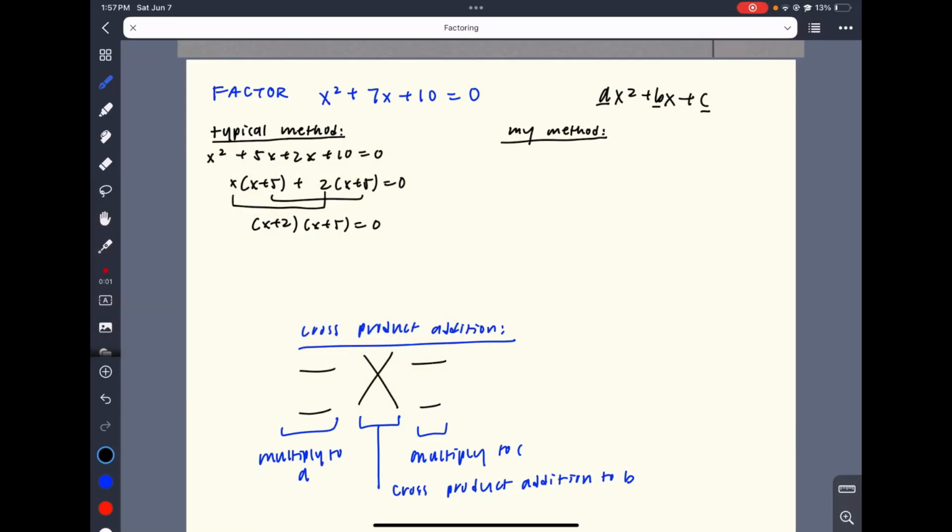Hello. Have you ever found it a little bit difficult to factor a quadratic equation? Well, today I'm going to explain to you a method that I use to make factoring a little bit easier. So let's see this equation. x squared plus 7x plus 10 equals 0.